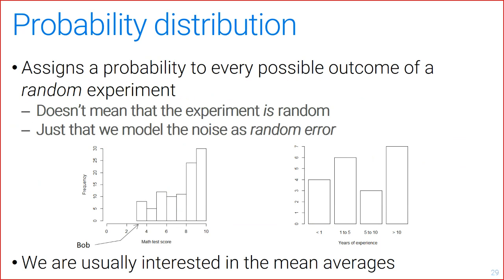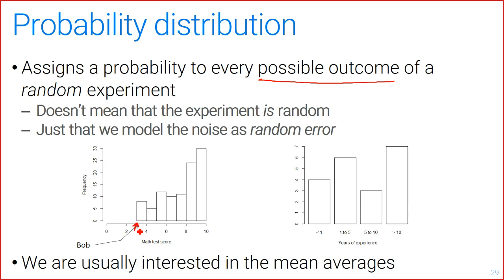So it's basically a function that assigns a probability to every possible outcome of a random experiment. In this case, the random experiment would be selecting a student from the class. Let's say that we sample one student randomly, and that student turns out to be Bob, and it turns out that Bob has a score over there. Then the classroom in general was kind of good at math.